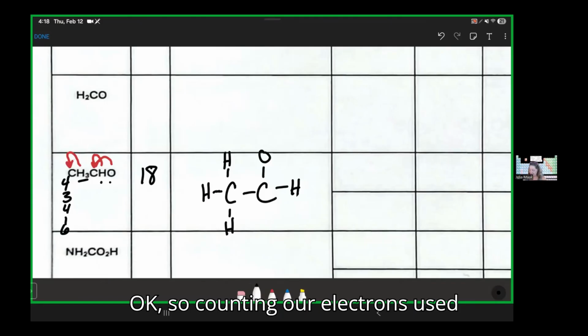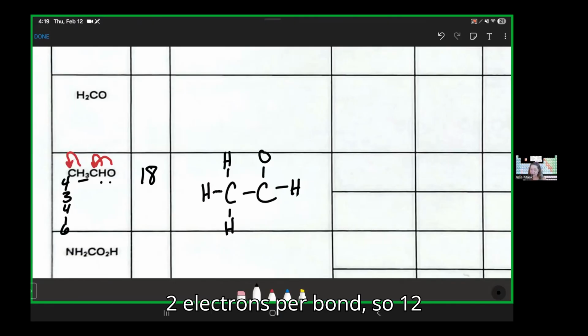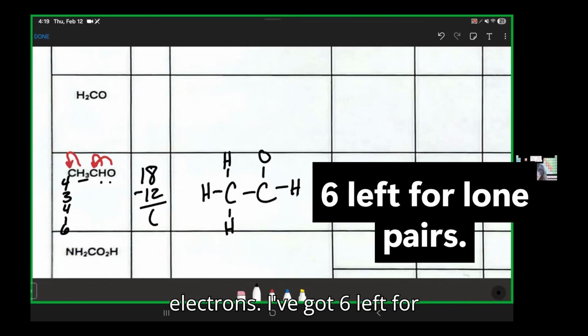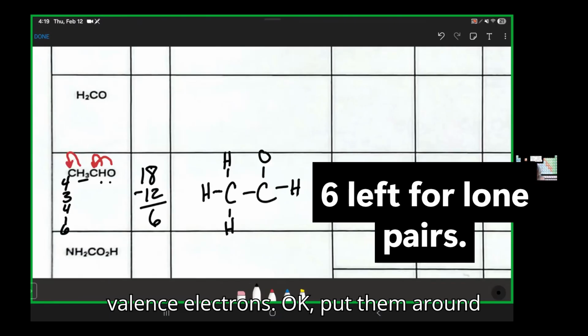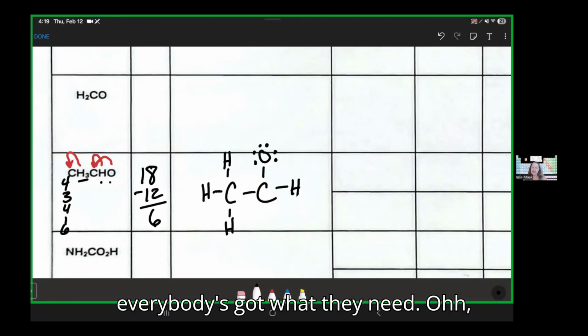Okay, so counting our electrons used in bonds, I have 1, 2, 3, 4, 5, 6 bonds, 2 electrons per bond, so 12 electrons. I've got 6 left for valence electrons. Okay, put them around our outside atoms first to form an octet. So we put those 6 on oxygen. Okay, and you see everybody's got an octet. Everybody's got what they need.